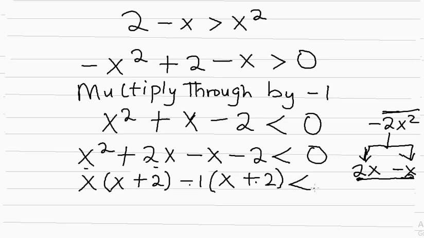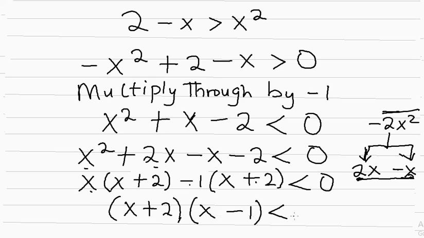So it's less than 0. Now the two brackets are the same, x plus 2, x plus 2. So I take it out as a common factor, x plus 2. Then, of course, open a bracket. The other factors are outside: x minus 1 is less than 0.